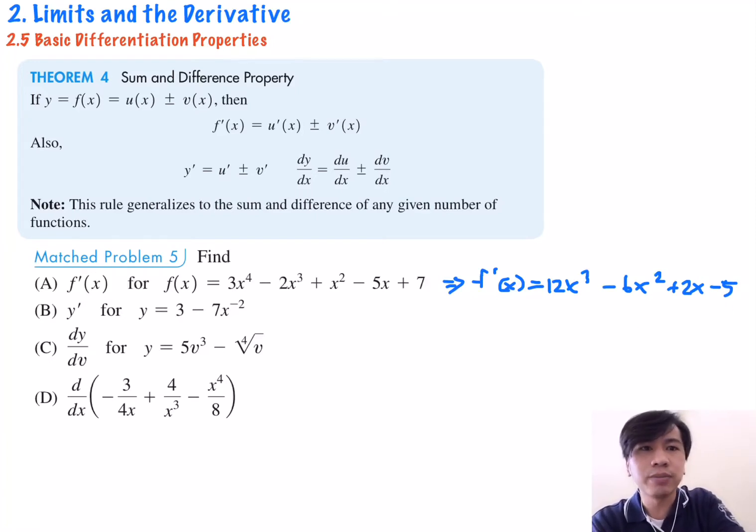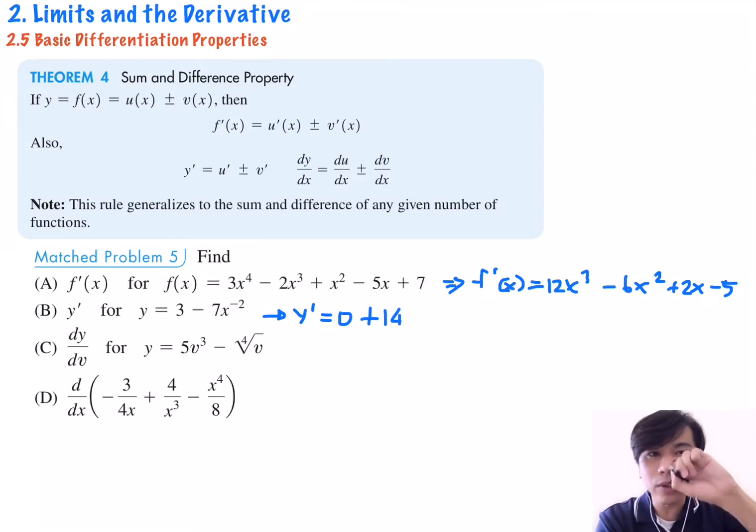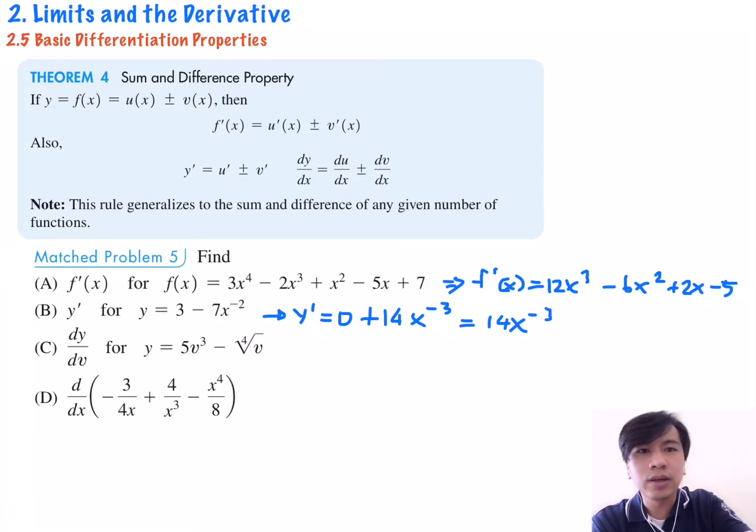For b, the y prime will be equal to, look one by one, the first term is 3, so it's a constant. The derivative of 3 will be equal to 0. The derivative of negative 7x to the power of negative 2, look one by one, negative 2 times negative 7, positive 14, right? Positive 14, and then x to the power of negative 2 subtract 1, and then we'll get negative 3. So the answer is 14x to the power of negative 3.